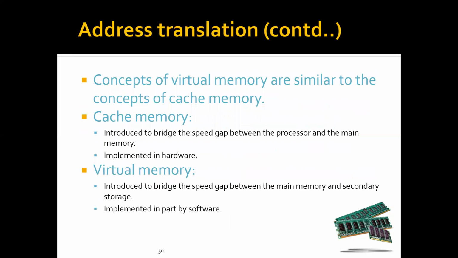The concept of virtual memory is similar to the concept of cache memory that you have read. What did we read in cache? It was introduced to bridge the speed gap between the processor and the main memory. Here you bridge the speed gap between the main memory and the secondary memory. So we have kept the cache memory between the processor and main memory. Here the virtual memory acts between the main memory and secondary memory. Cache memory is implemented through hardware, whereas virtual memory is a part of software, usually of the operating system.